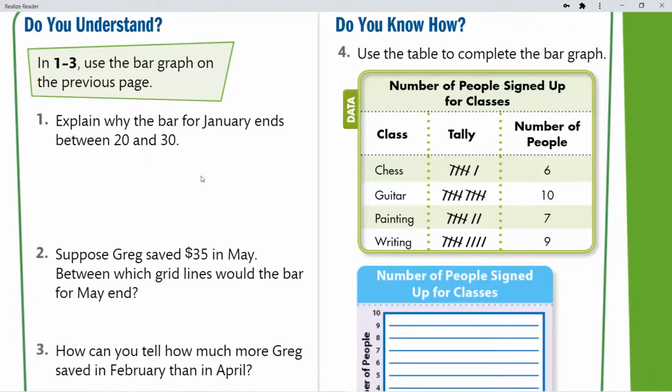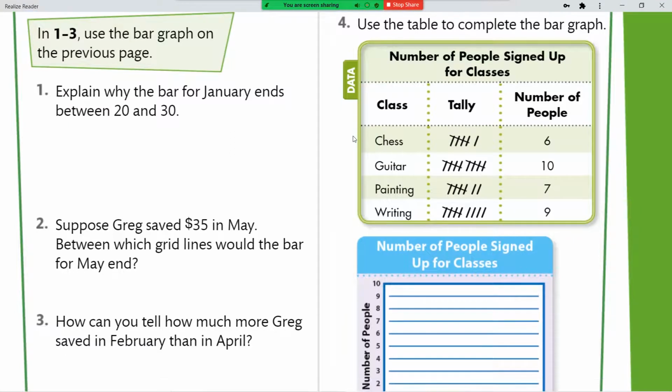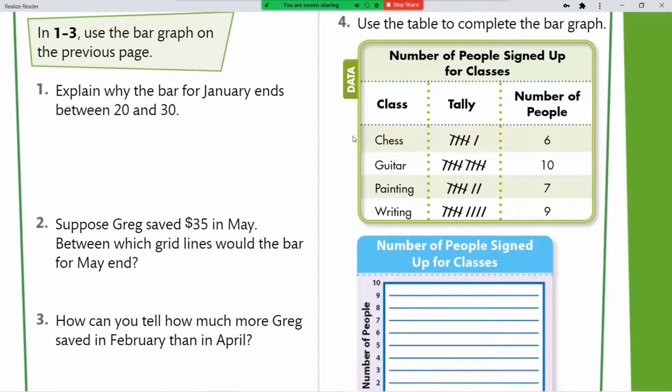For number 3, it asks, how can you tell how much more Greg saved in February than in April? So between February and April, we're going to take those numbers and subtract them to find the difference. So we found that 50 take away 40 equals 10. So he saved a difference of $10. And for number 4, it says use the table to complete the bar graph.